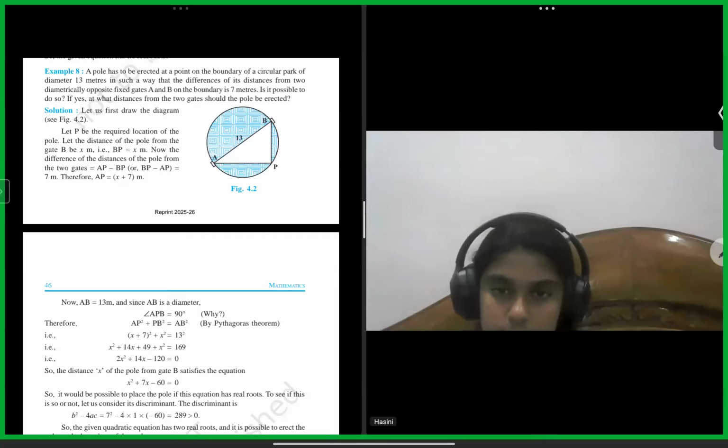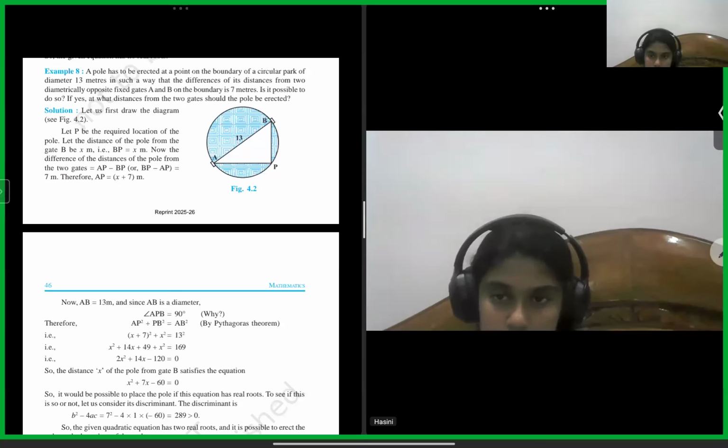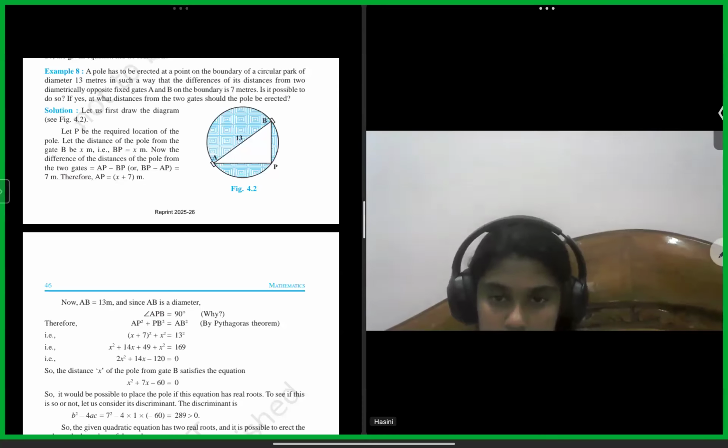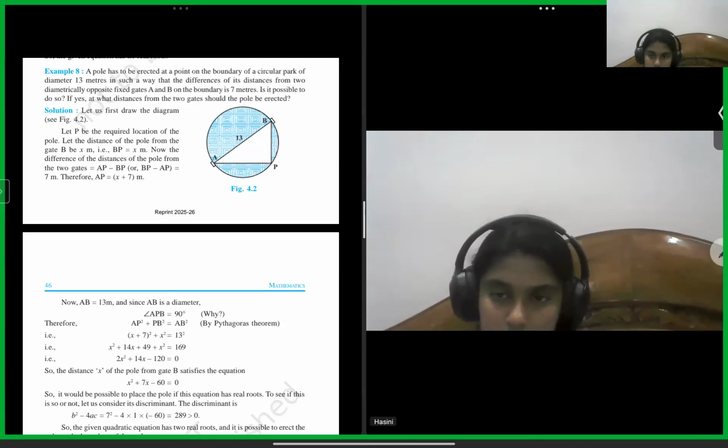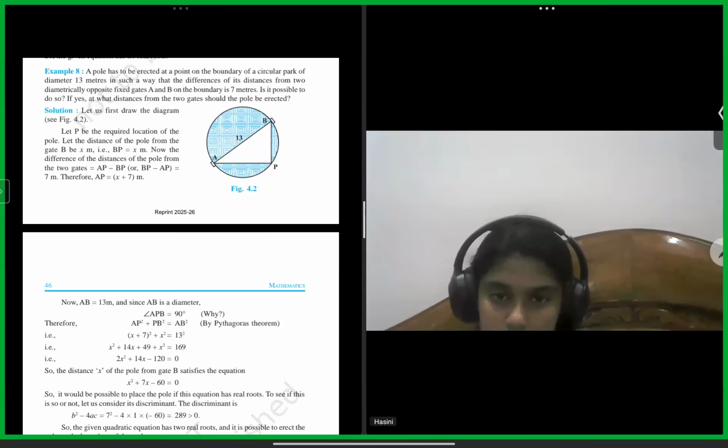One point in this question is that two gates are there for the circular park. Those two gates are exactly the endpoints of the diameter. The diameter of a circle is the line segment that passes through the center of the circle. Now, Hasmi, generally, if you join the endpoints of the diameter to any point on the circle with line segments, the angle formed there will be 90°.